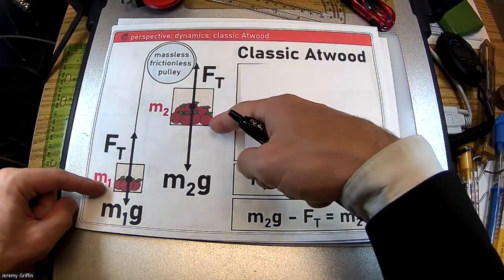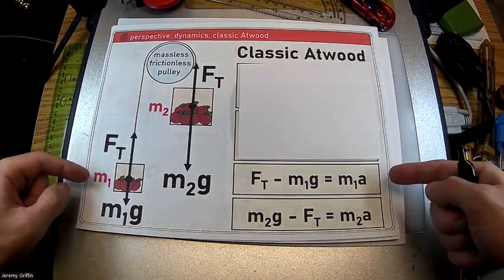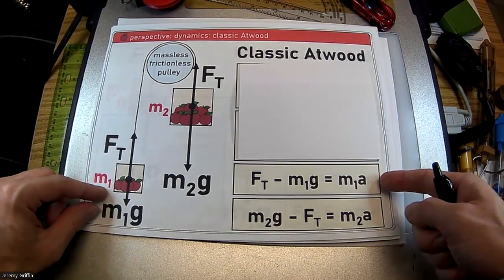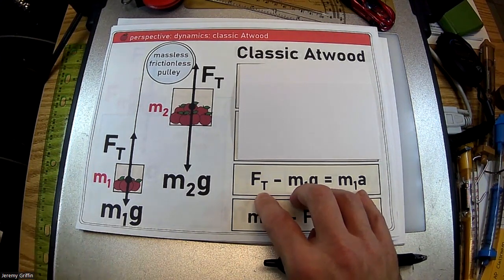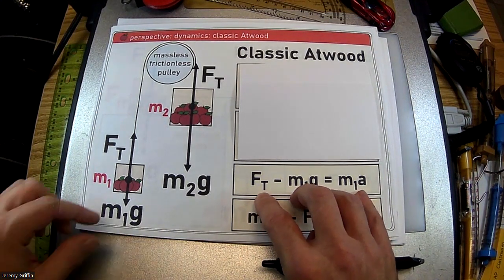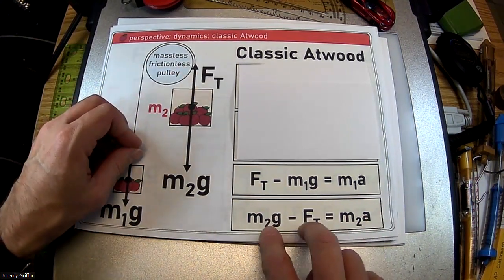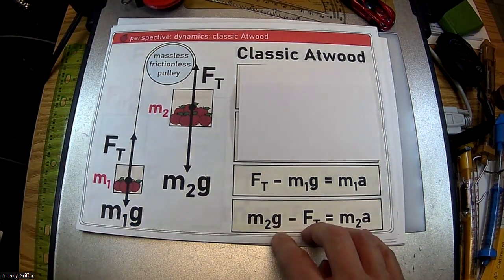So what I'll do is set up a system of equations. One for block 1: you see the tension up minus the weight down is going to be mass times acceleration. Hey, there's Newton's second law of motion as it applies only to block 1. I can do the same thing for block 2. The weight down minus the tension force up is the net force, which drives mass times acceleration for block 2. There's Newton's second law of motion for block 2.